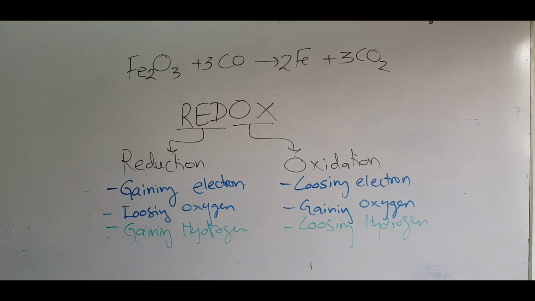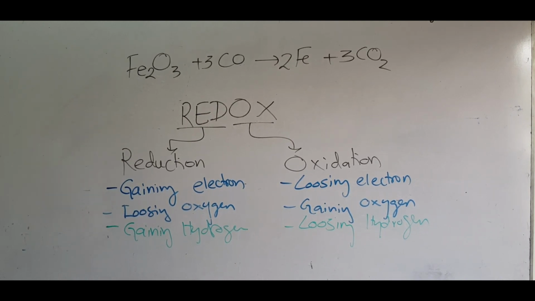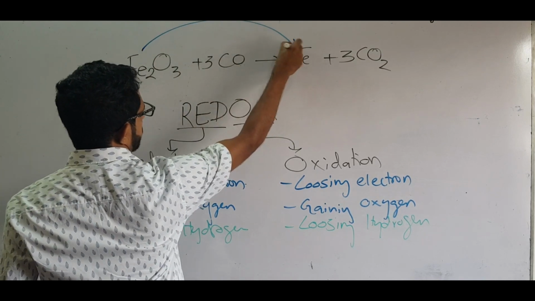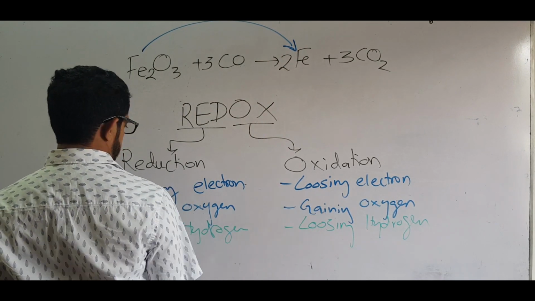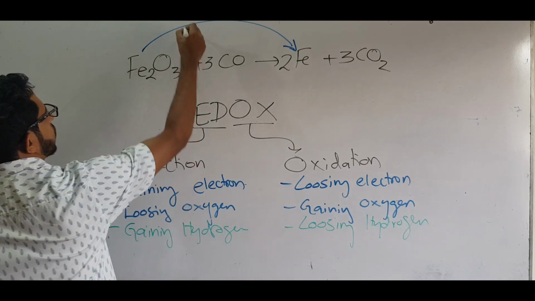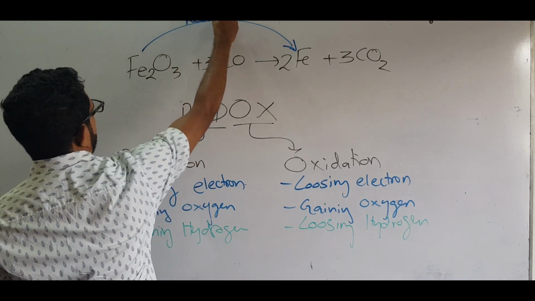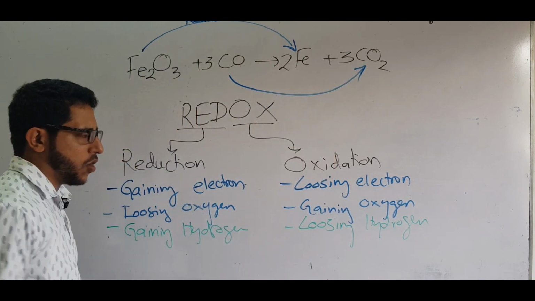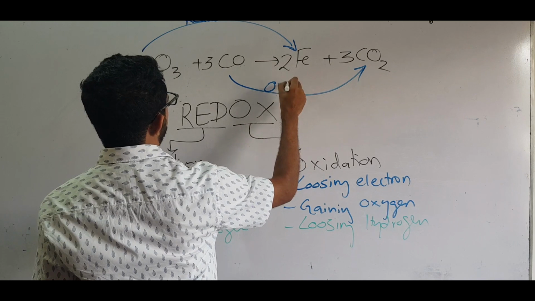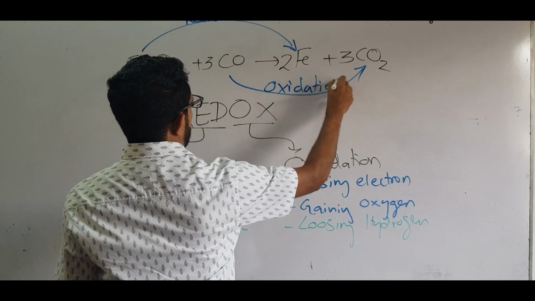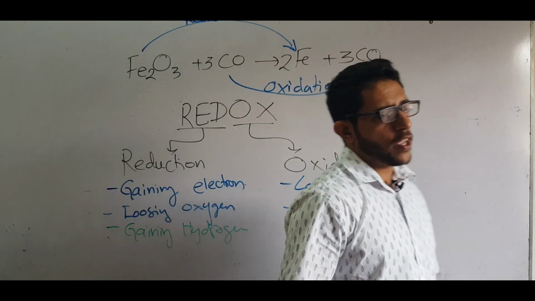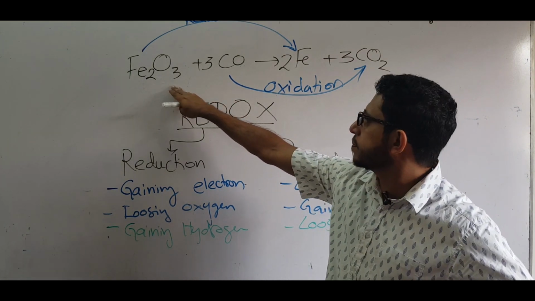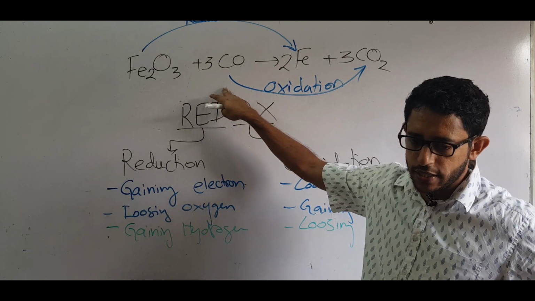So in this case you can see Fe2O3 has turned to Fe. So Fe has lost oxygen. So this is a reduction, and you can see CO becomes CO2, which means it has gained oxygen. So this is oxidation. Now generally we use the term Fe2O3 has undergone reduction, carbon monoxide has undergone oxidation.